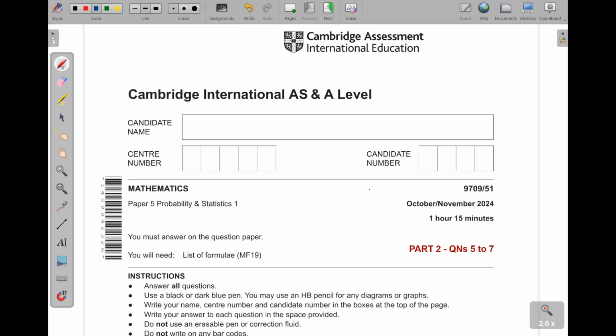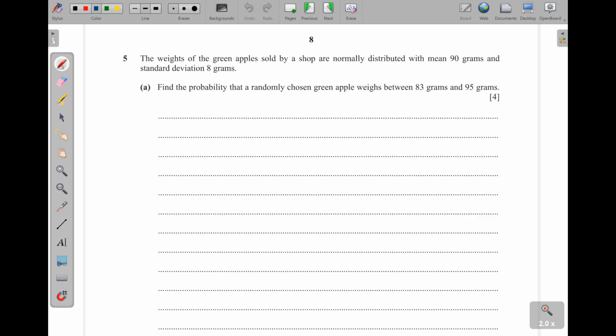This is Teacher Simon taking you through Cambridge International AS and A-Level Mathematics Paper 5-1 for October-November 2024, questions 5 to 7. Question 5 is coming from normal distribution. The weights of the green apples sold by a shop are normally distributed with mean 90 grams and standard deviation 8 grams. Part A, find the probability that a randomly chosen green apple weighs between 83 grams and 95 grams.